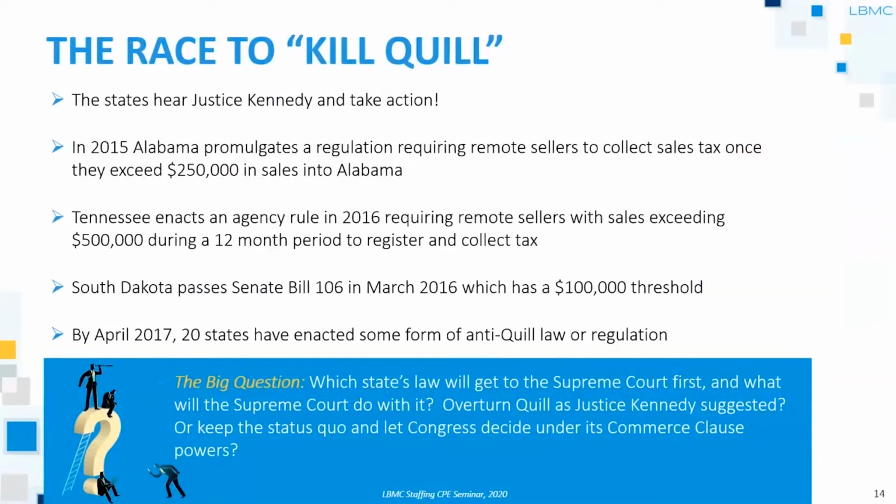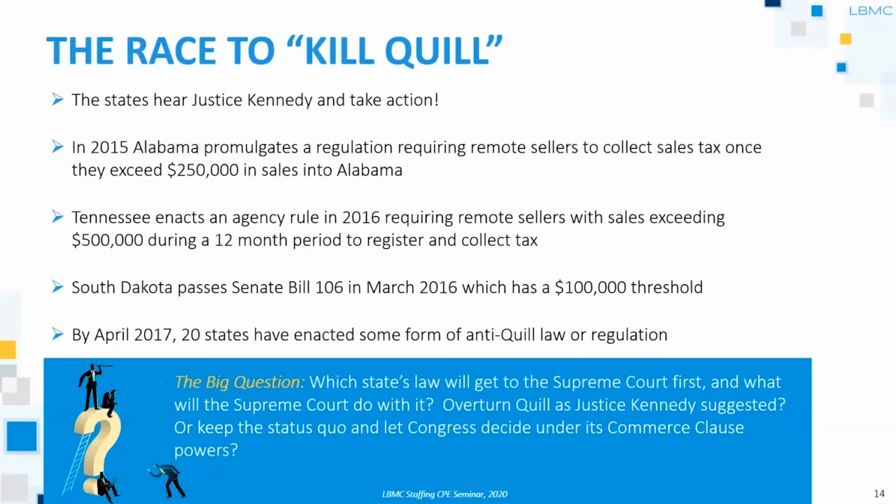So the states hear Justice Kennedy, you know, they're kind of fed up. They're kind of tired with all these mental gymnastics they're having to go through. So the states jump into action, and Alabama is one of the first. They promulgate a rule that says, hey, if you're a remote seller and you're selling over 250,000 of sales into Alabama to our citizens, you must register and you must collect tax on those sales. Now that clearly runs afoul of Quill, but the states didn't care.